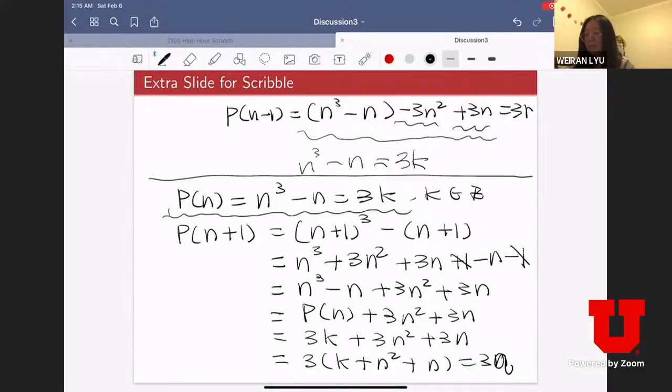We don't want to use all the same variables again and again in the same question. Otherwise it would be kind of confusing. If you have 3k in the hypothesis, and you also end up getting P of n plus 1 equal to 3k, that would be confusing. Just use another variable.